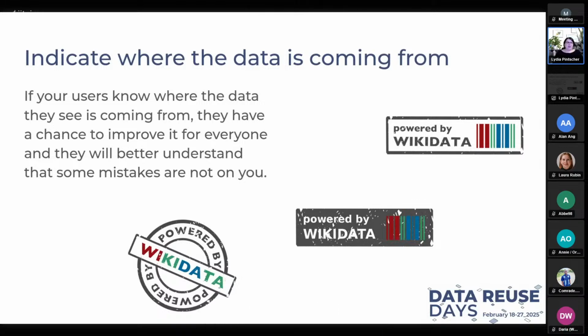One way to do that is, for example, to indicate where the data is coming from in your application. So that gives your users the understanding of where the data is coming from and empowers them to also go back to Wikidata and fix it if they see any mistakes. How you do that is up to you. But for example, we have these powered by Wikidata icons that you're free to use as one inspiration if you would like to.